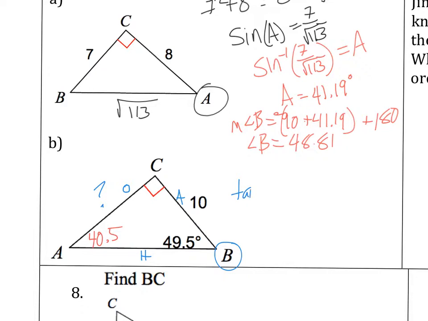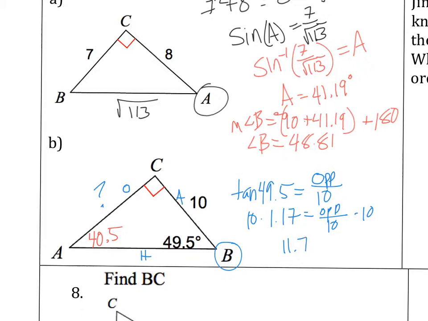So tangent of 49.5 is equal to the opposite over 10. And tangent of 49.5 is going to be 1.17. 1.17 is equal to opposite over 10. Multiply both sides by 10. And I get 11.7 is equal to this side over here.